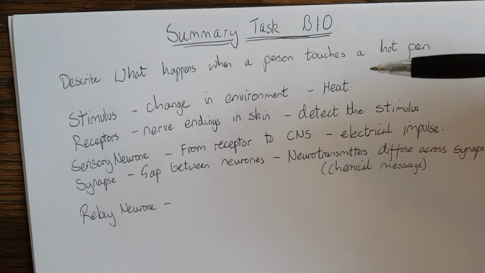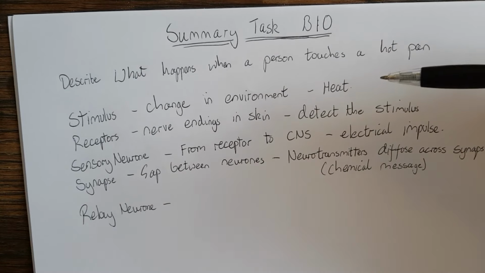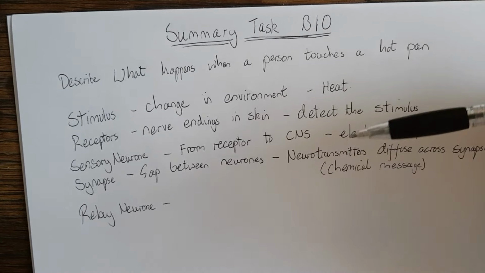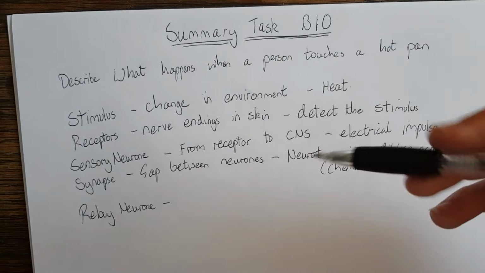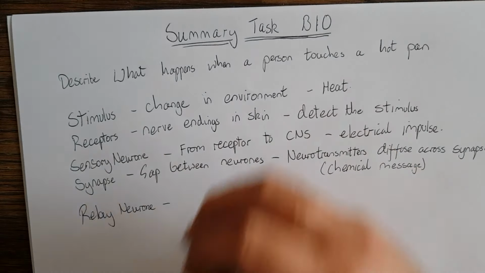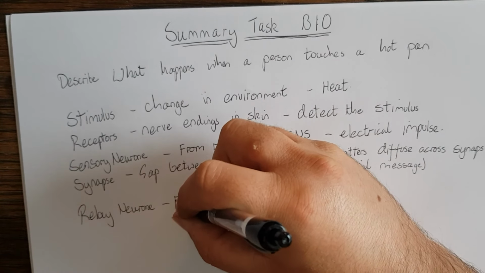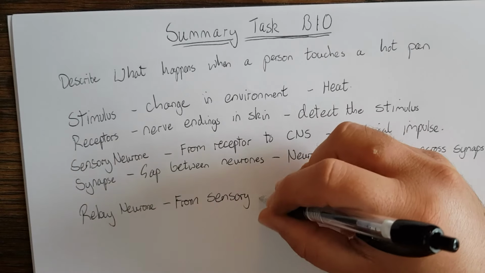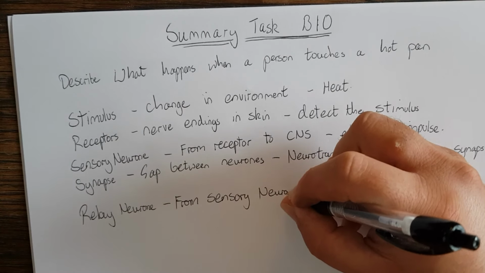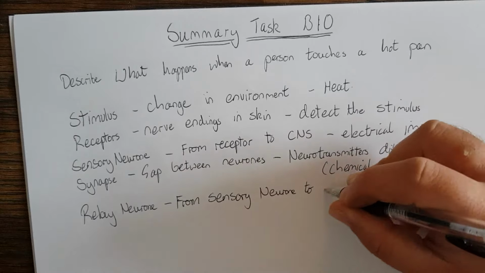Obviously, the message still will go to the brain. We will still get it. We still know that we've touched something hot, but we get the reaction before we are able to process the information. So the relay neuron, it goes from the sensory neuron to our motor neuron.